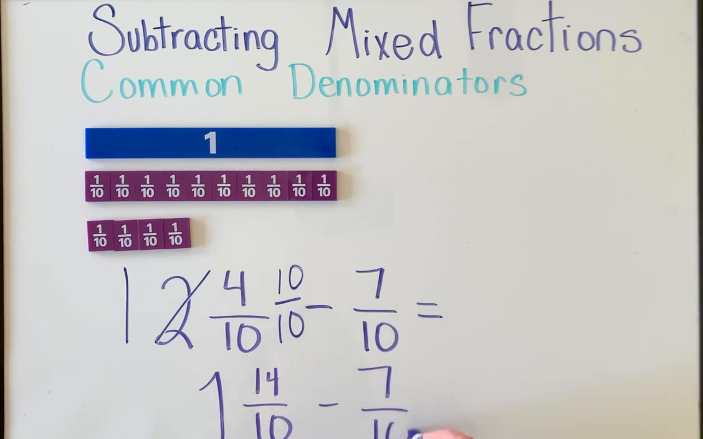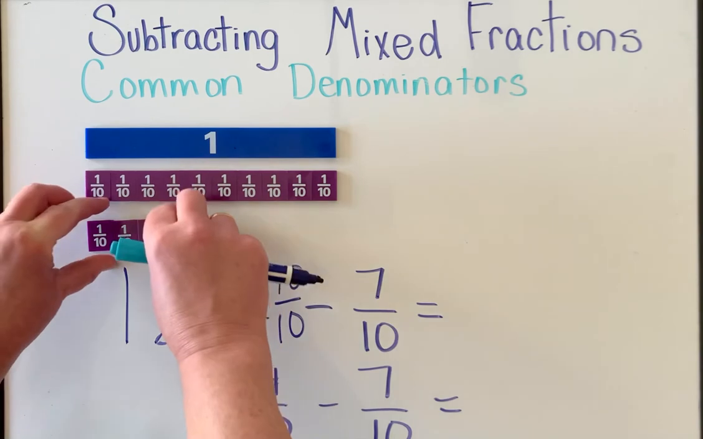Now, I think I'm in a position to be able to take away 7 of them. Can I take 7 from 14? And as you can see, we have our improper, but that's okay. Sometimes you have to go there to be able to take away. So yes, I can take 7 from 14.